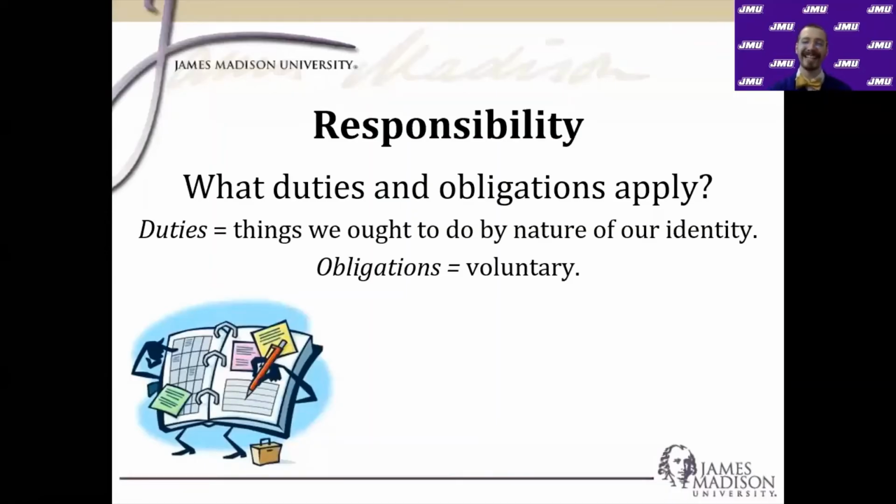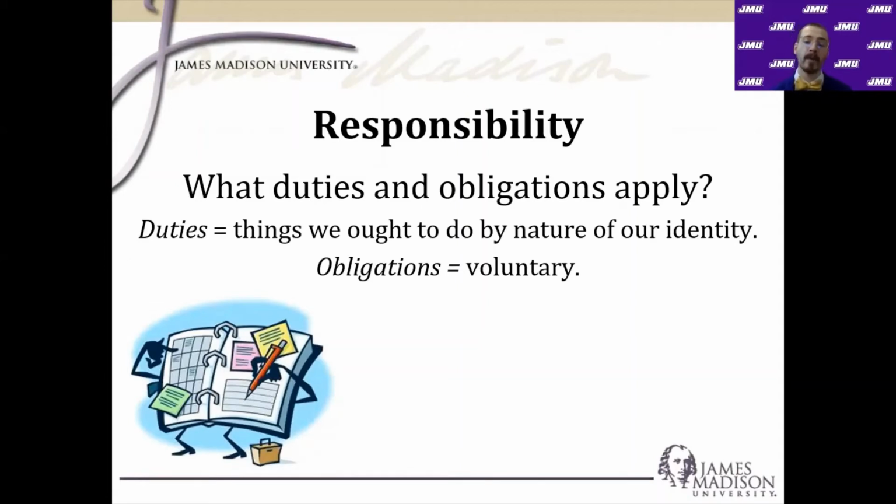We've covered fairness and outcomes so far, so the next 8 key question is responsibility. Responsibilities are things that we should do. We like to break this into 2 different categories. The first is duties. Duties are major responsibilities. They're things that we ought to do simply by the nature of our identity. As a human being, I have a duty to other human beings to honor and respect them.